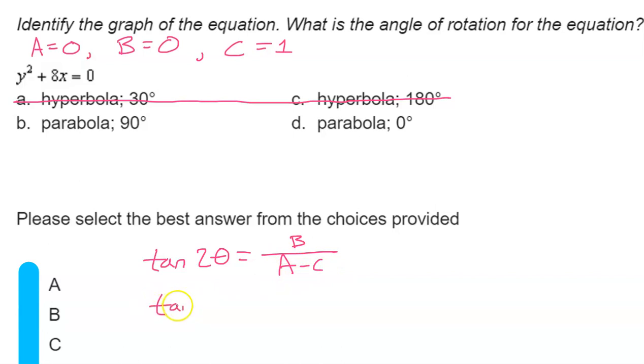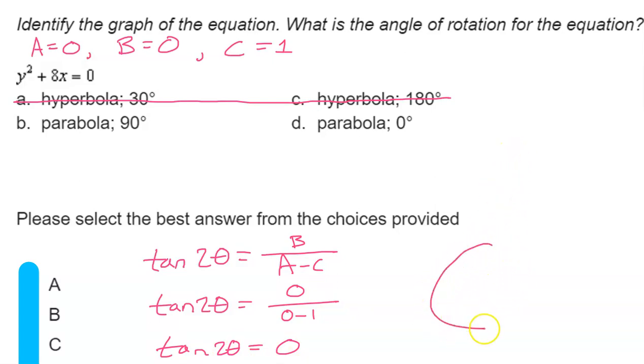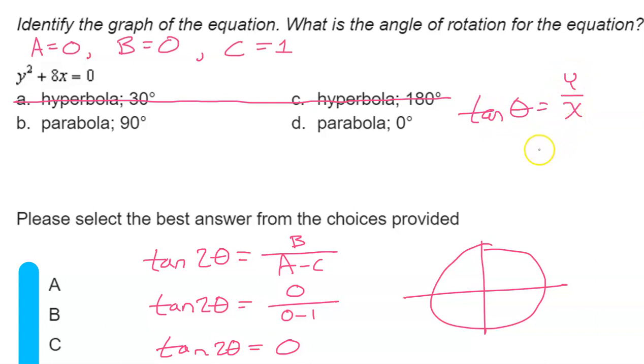Okay, so the tangent of 2 theta is going to equal B over A minus C. That means that the tangent of 2 theta is going to equal 0 over 0 minus 1. All right, that means that the tangent of 2 theta is equal to 0. So, thinking about the unit circle, remember that tangent is always y over x on the unit circle.